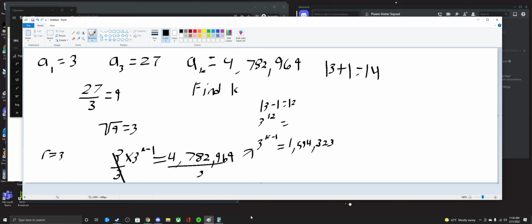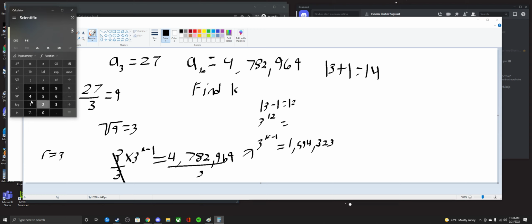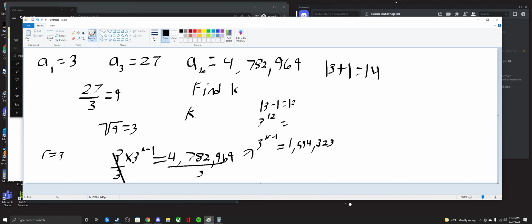And now that we have the 14, we can check that. 3 to the 14 is in fact 4,782,969. So we can safely say now that k equals 14. So that's both how to find the general term of a geometric sequence, and also a reverse question where you don't know the term, you just know the number, and you're looking for what term that number corresponds to.